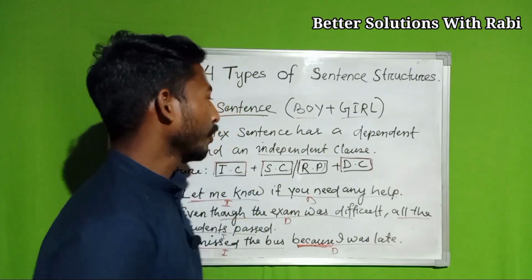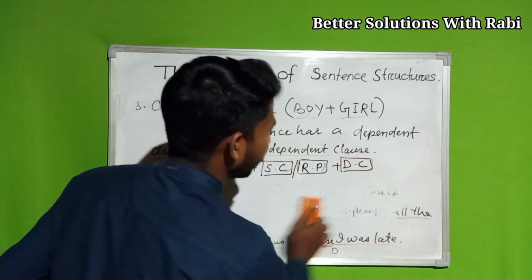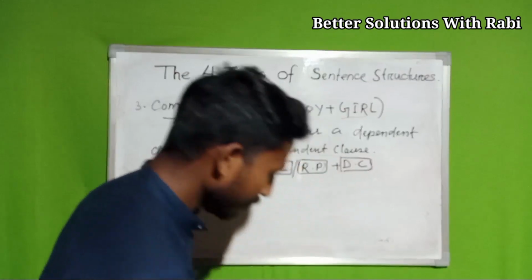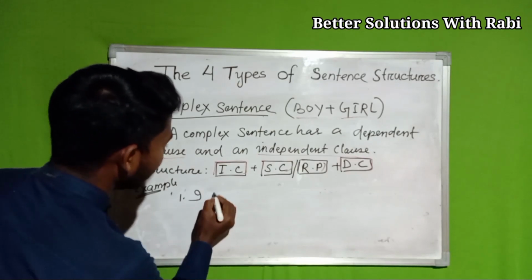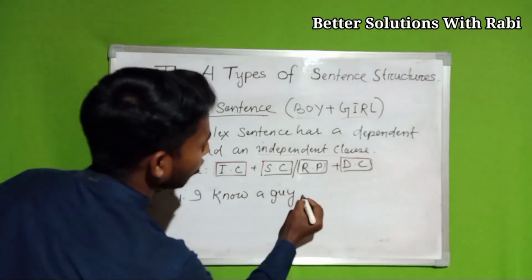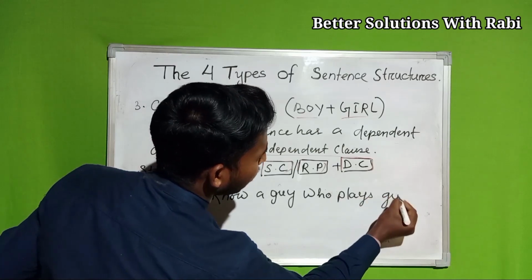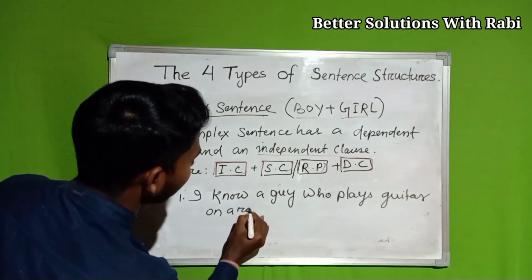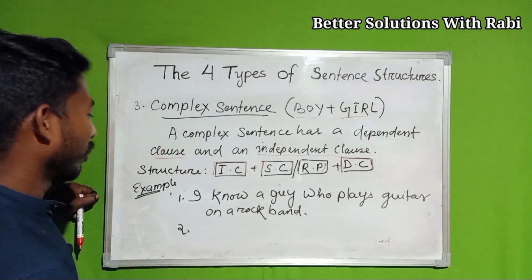And for now, let's give a few examples for the relative pronoun. Okay, a few examples for the relative pronoun. Examples for this will be: I know a guy who plays guitar in a rock band. Okay, rock band. Or in the second one also it will be there, synonyms.